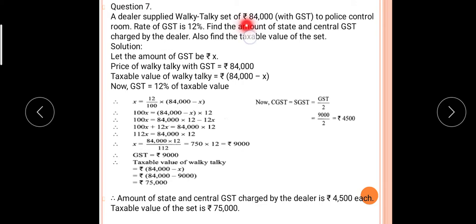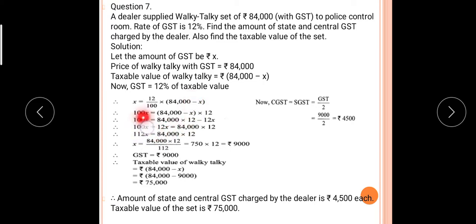So total value means with the GST value. So rate of GST is 12%. Means 12% of taxable amount plus taxable amount is your GST total value. So firstly see, the walkie-talkie with GST is 84,000. Let the amount of GST be rupees X. Taxable value of walkie-talkie is 84,000 minus X. Now GST is 12% of taxable value. So X is 12% of taxable value.